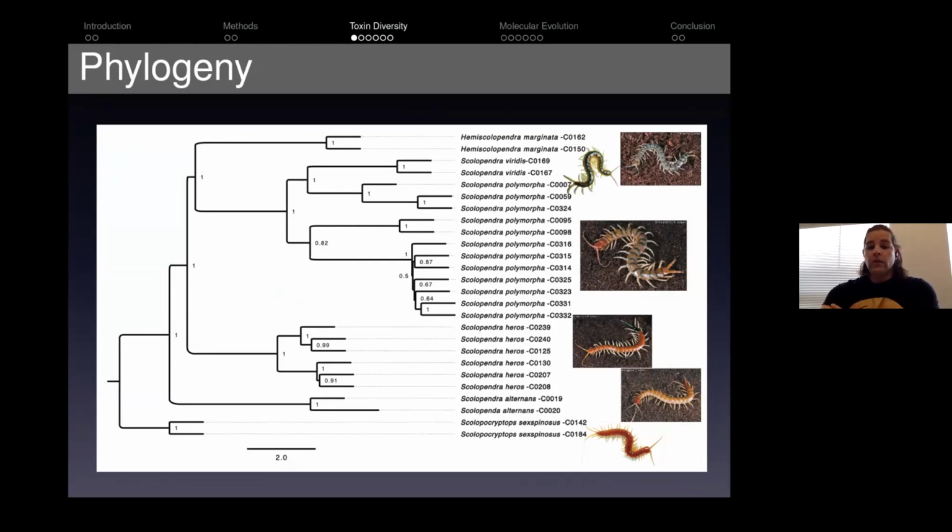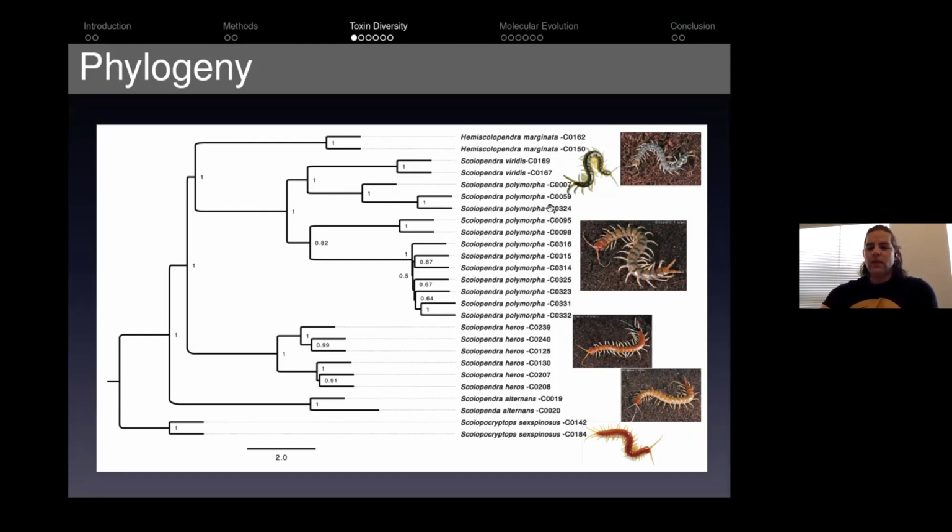So I have two outgroups that I planned on using. One of my outgroups is here on the bottom, Scolopocryptops spinosus. And then the other outgroup, which turned out to not be so much of an outgroup, is Hemiscolopendra marginata. So Hemiscolopendra marginata is a sister genus to Scolopendra.